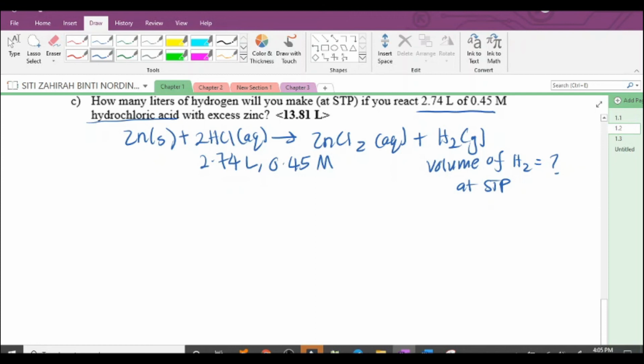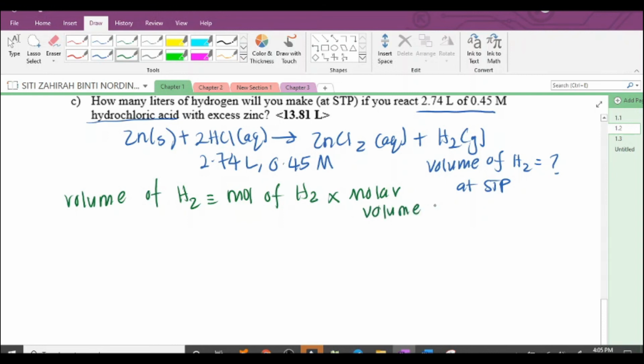Okay, again, how are we going to find the volume of hydrogen, which is a gas? So the volume of H2 is equal to the mole of H2 times the molar volume at STP. So we need to times 22.4 dm cube. Do we have the mole of hydrogen? No, but we can compare the hydrogen with hydrochloric acid.